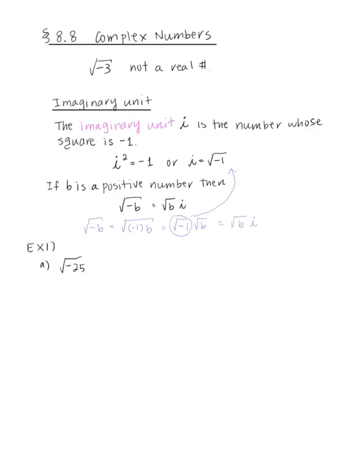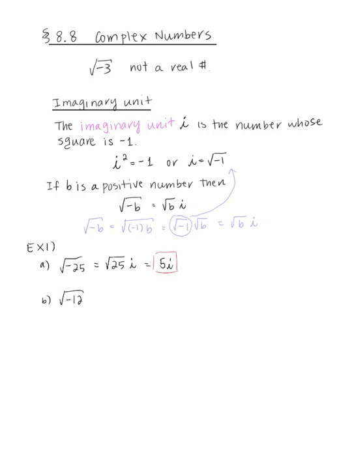Okay, let's do some examples. Please simplify the square root of negative 25. According to this rule, this is nothing but the square root of 25, and then the square root of a negative becomes just an i. So here you're going to have the square root of 25 times i, which becomes 5i.